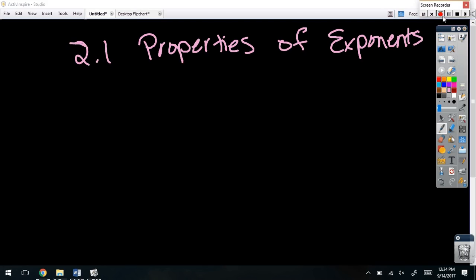The easiest way to do this is for me to give you the properties. There are 7 of them. And then what we'll end up doing is we'll put properties together and use more than one.